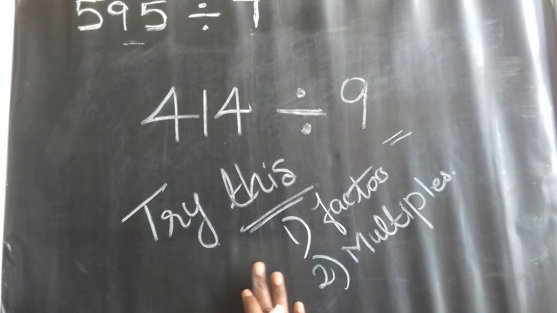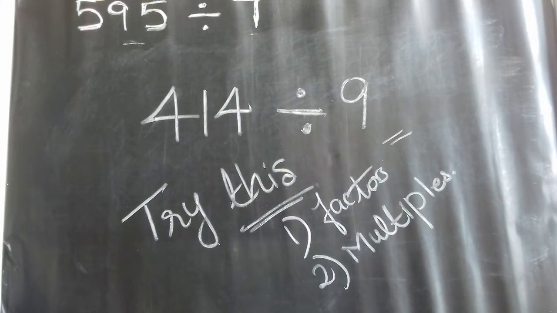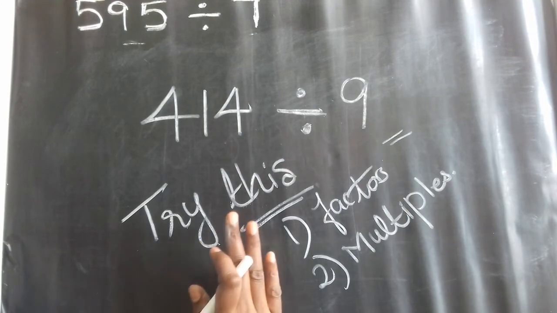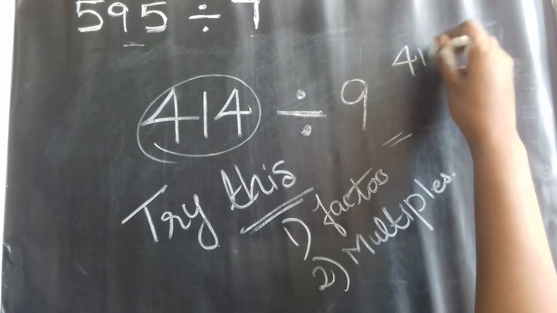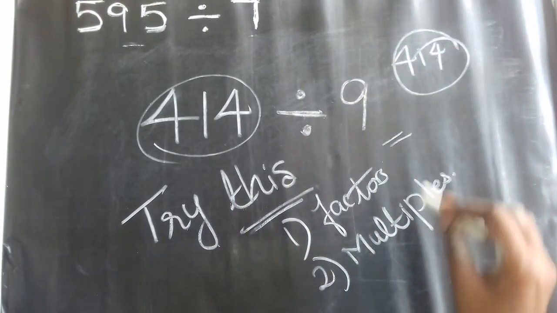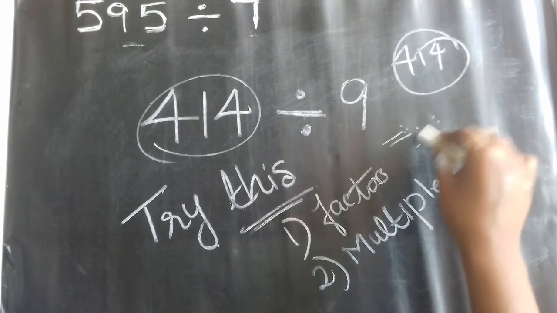Now you try this example and let me know the factors and multiples. First, you need to divide this number and check the factors and multiples. And second thing is, take this number, the dividend 414, and express as a product of two numbers. List all the factors.